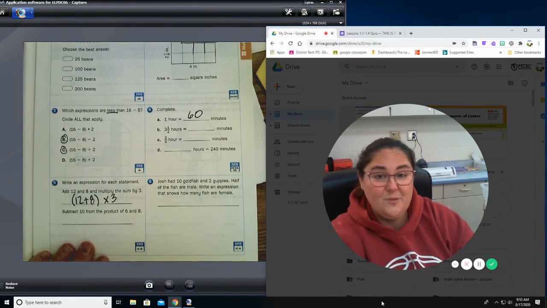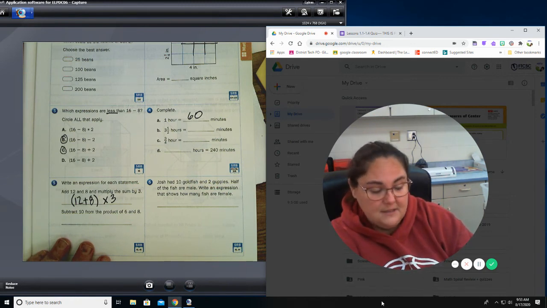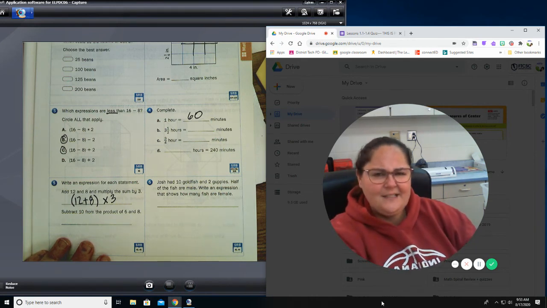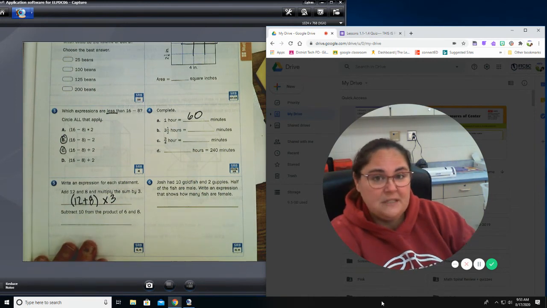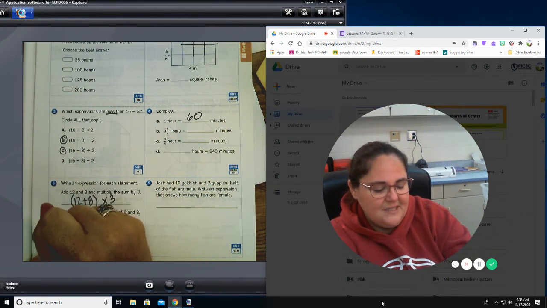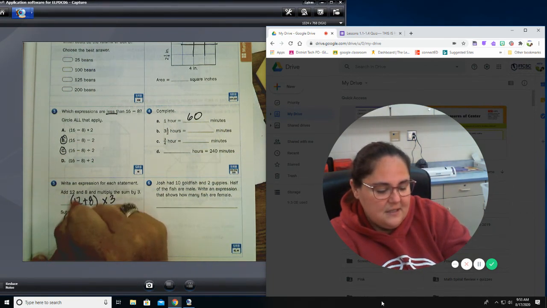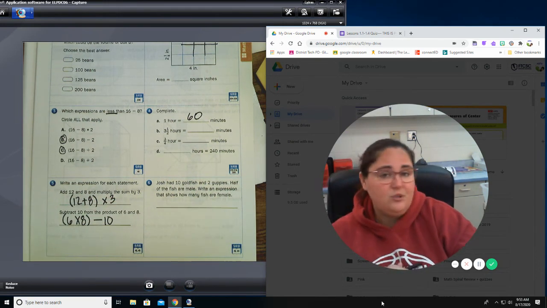Now, this next one is tricky because sometimes it's going to confuse you and it's going to say it backwards. So you really have to think about what it says. It says, subtract 10 from the product of 6 and 8. Can I subtract it if I don't know the product yet? No. So I'm going to have to find the product first. If you remember back to our first lesson, product means multiply. So I'm going to do 6 times 8. And then I'm going to subtract 10. It did not say solve, so you do not have to find the answer.